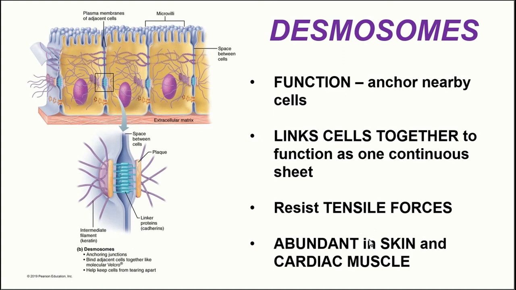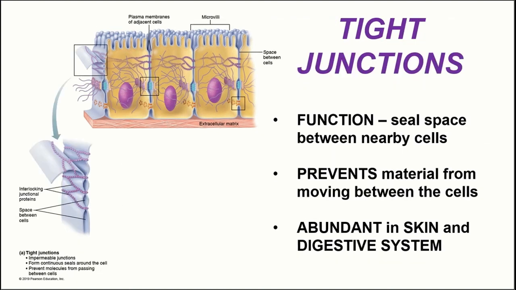And so as you can imagine, desmosomes are particularly abundant in really tear-resistant tissues, and so things like the skin and cardiac muscle are both tissues that are subject to really strong mechanical forces. And so it's important to link the cells together in those tissues so they do not easily become separated or torn from one another.